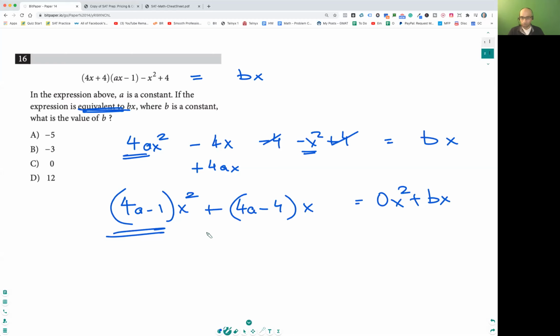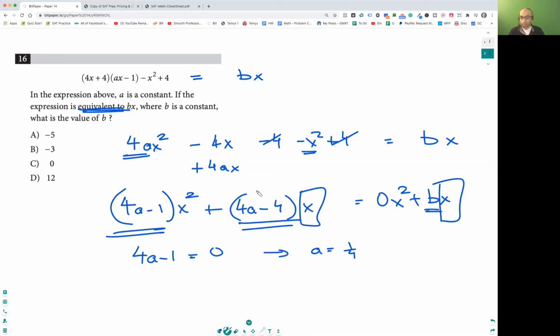Okay, it's 0 right over here. So that's why 4a minus 1 is equal to 0, right? And the next one is over here. So this gives you a is equal to 1 over 4, right? And now the next one is 4a minus 4 is equal to b. Why? Because you compare the coefficients for the x value, okay? So 4a minus 4 is equal to b, right?